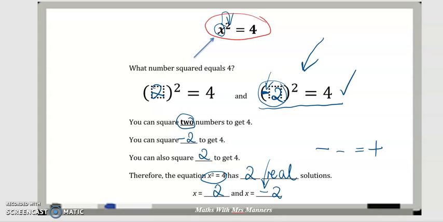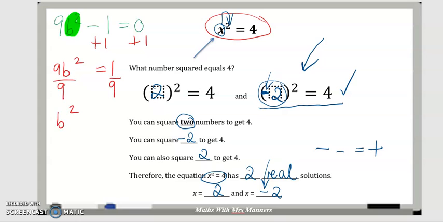So you will be expected to solve equations just like that. If I wanted to make it harder, I could put something like 9b squared minus 1 equals 0. To solve something like that, I need to get b squared to be the subject of the equation. So the first thing I would do is add 1 to both sides, and that gives me 9b squared equals 1. Then I could divide both sides by 9, and that gives me b squared equals 1/9. I can get a fraction.